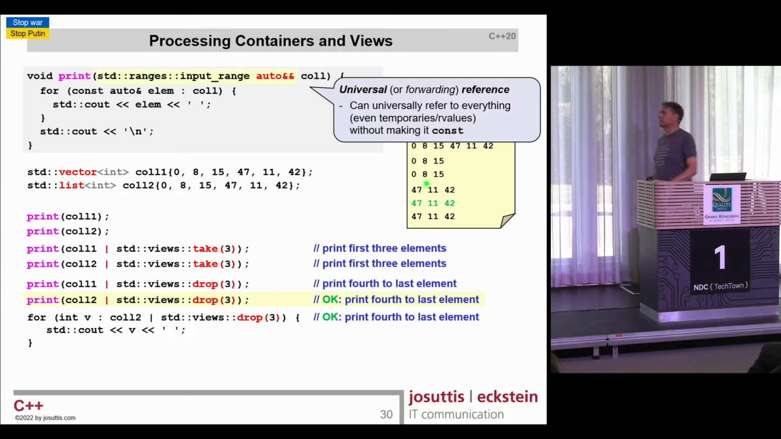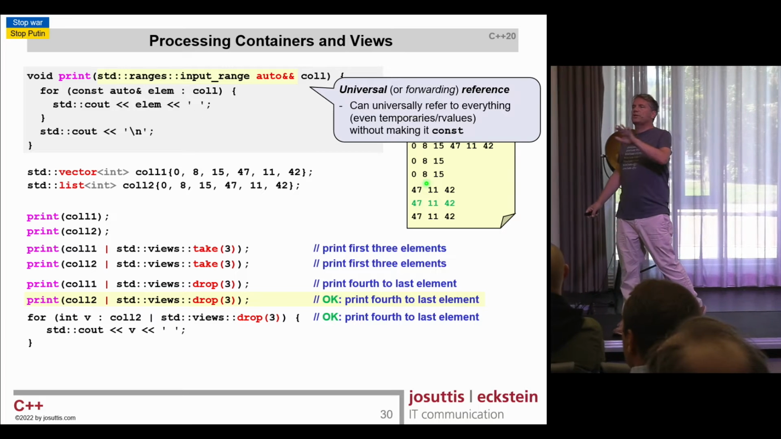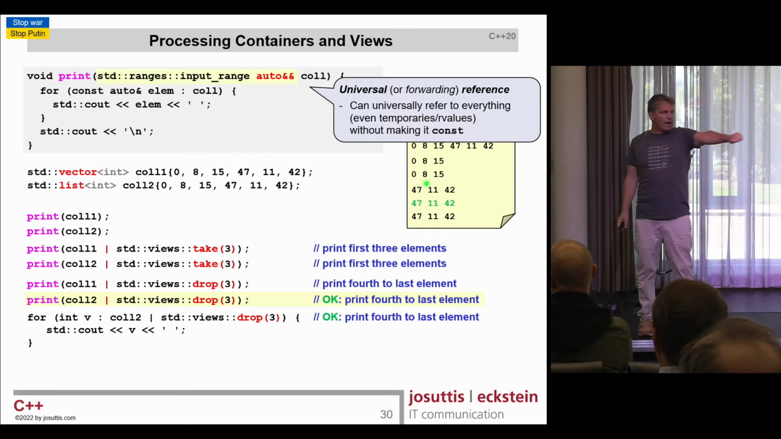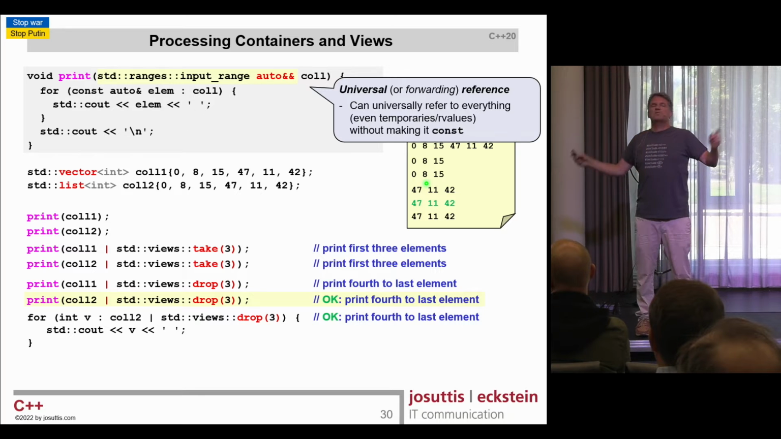Suddenly it compiles. Yay! So that means for all your generic code, if you want to pass containers and views, switch from const reference, const lvalue reference, const with one ampersand, to non-const and two ampersands. Easy. Just take all your code and make this adaptation.